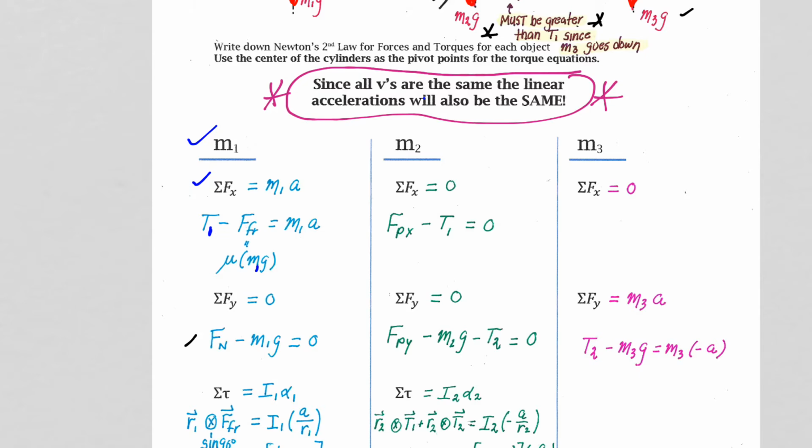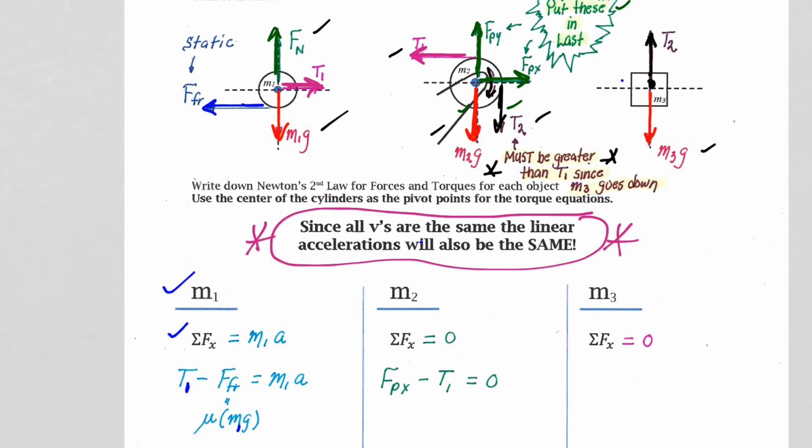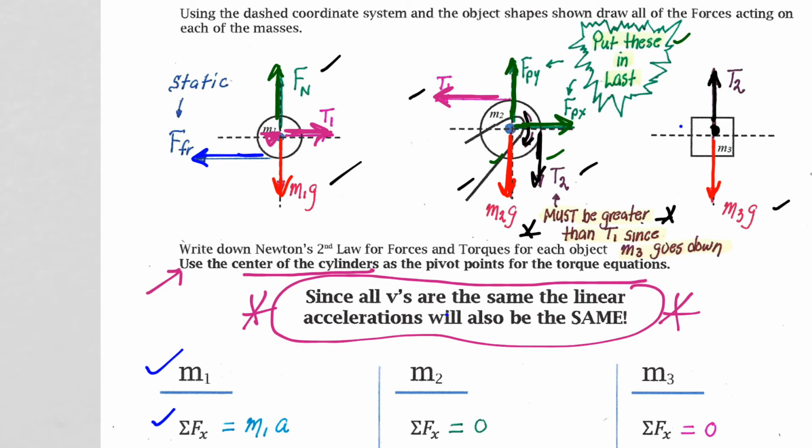And let's take a look at the sum of the torques. The first thing we must acknowledge is that our pivot point is given to us to use the center of the cylinders as the point about which we're going to calculate the torques. So our pivot point is here, and we're going to do R, which is R1, cross F.